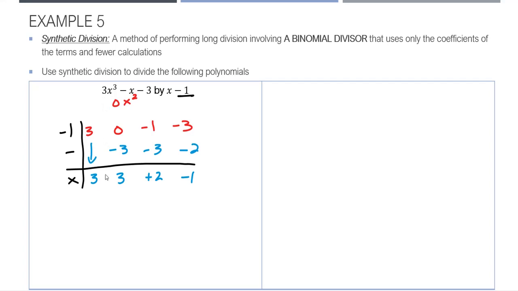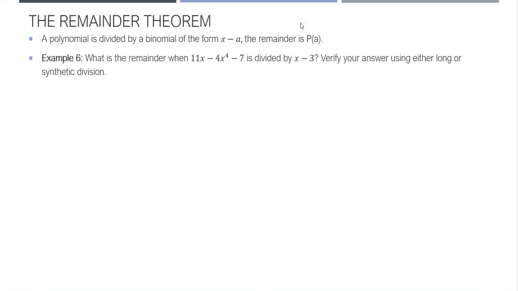So then we go, in this cubed, our highest degree is now going to be squared, so it'll be 3x squared plus 3x plus 2 with a remainder of negative 1. So we'll write that using the remainder theorem, so negative 1 over our divisor x minus 1. So there's more that we can do with the remainder theorem than just doing the division.